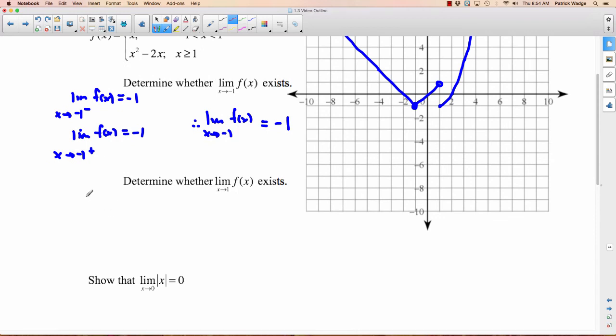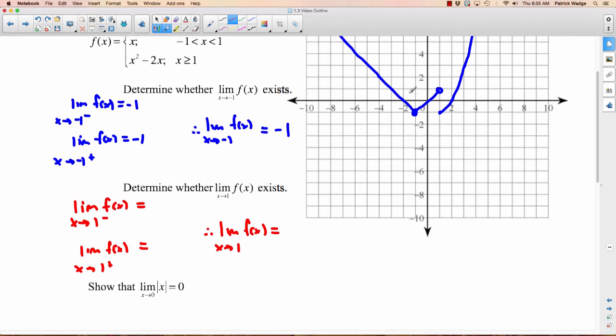Okay, now we're going to do the same thing, but we're going to look at the left-hand limit, right-hand limit, and limit itself when x approaches positive 1 this time. So we're doing the same function, but this time we want to know when x approaches positive 1 from the left, and when x approaches positive 1 from the right, and then we'll be able to say what the limit is as x approaches 1.